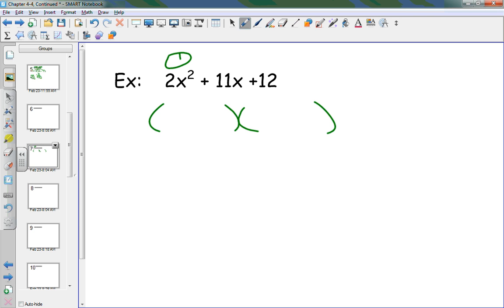The first thing I want to do is break up 2x squared. Well, what are all the factors of 2? 1 and 2. So I have to use 2x and I have to use 1x. Do we understand that? So that's the only way I'm going to get 2x squared.